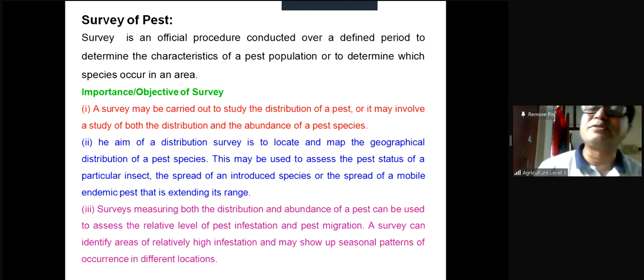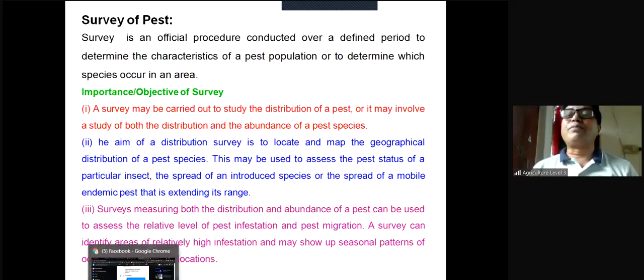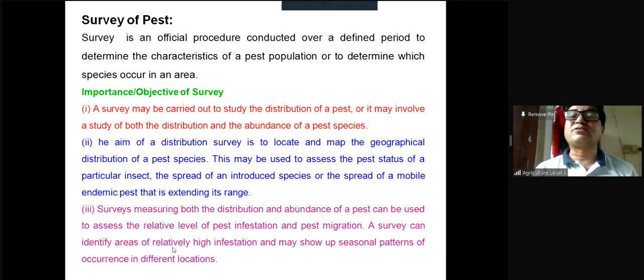How many species of insect are present in a crop pest? Say for example, if we consider the rice crop, how many species right now or for a certain period of time are present in that particular rice field? To take the data about all this in an official procedure is the survey of insect pest.